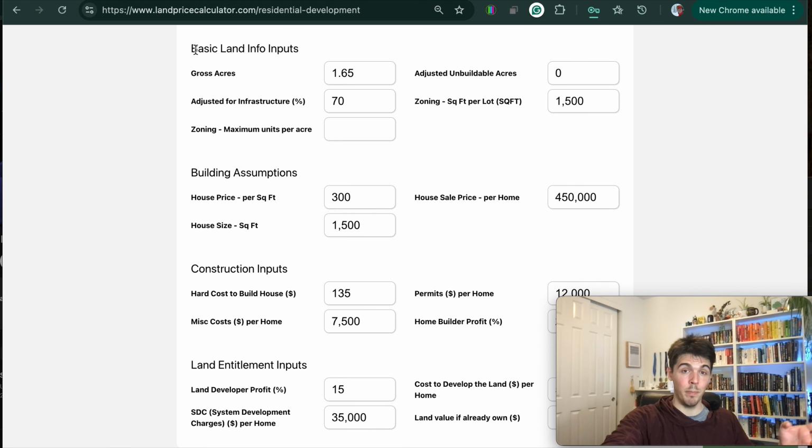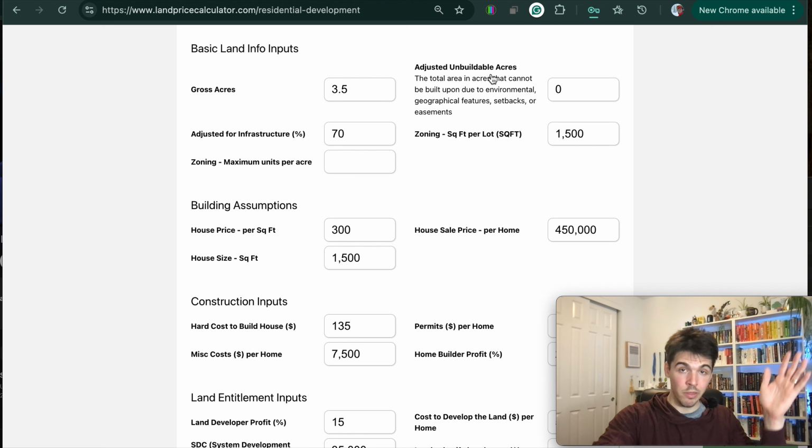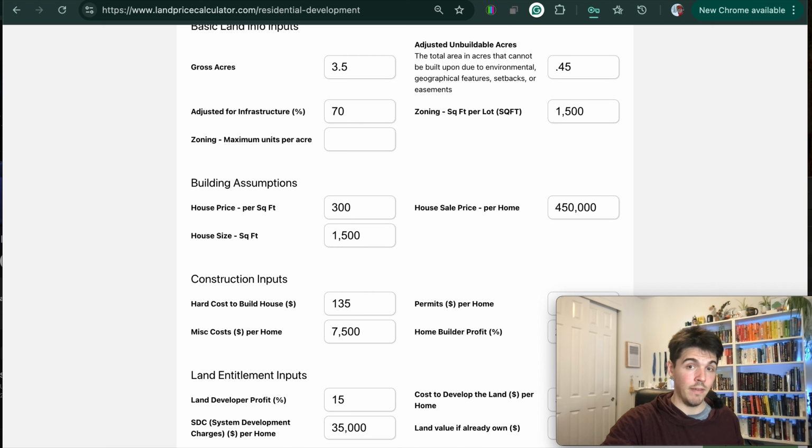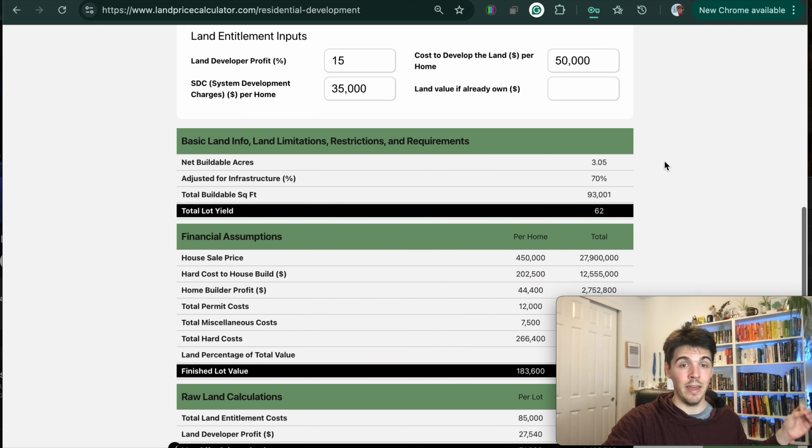We start with our basic land inputs. Let's say there's a piece of land that we have our eyes on and it's 3.5 acres. We know from some of our research that there is a small creek cutting through the corner of the property, leaving a quarter of the land undevelopable. We can also include land dedications that the city is going to require for street improvements. In total, we have 3.05 acres to work with, and we can see that down here.